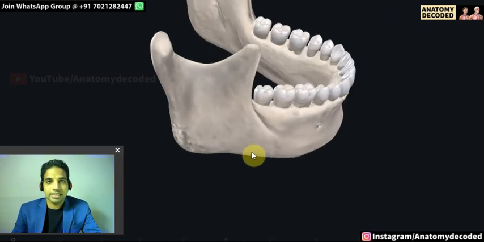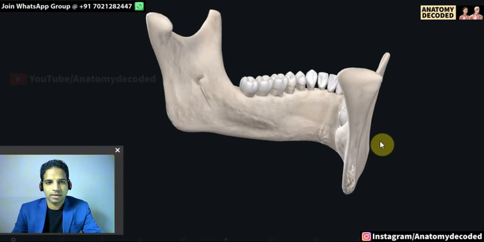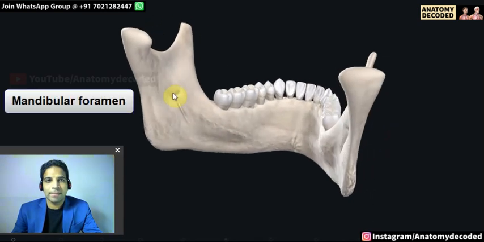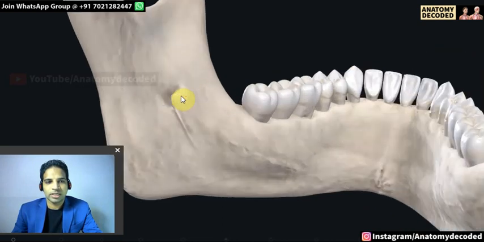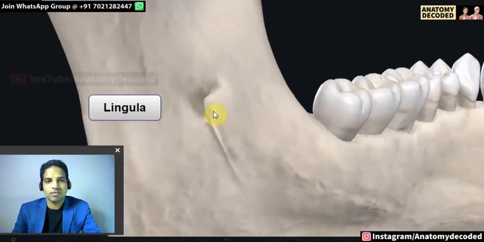And let's see the features on the inner aspect of the mandible. On the inner aspect, this opening which we can see is the mandibular foramen. Just anterior to the mandibular foramen, there is a projection here. This is referred to as the lingula of the mandible, a tongue-like process just in front of the mandibular foramen.